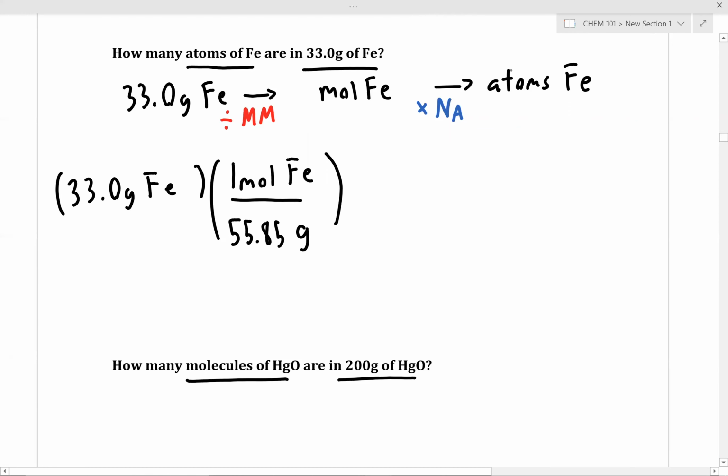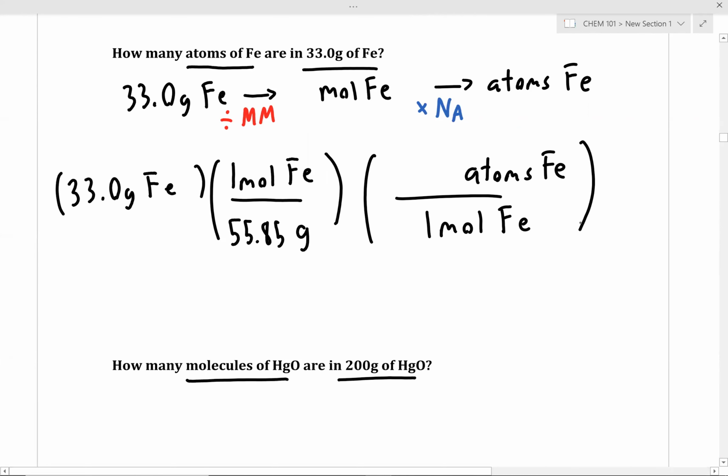Now, if we're going from moles to atoms, what units need to be on top? Atoms, okay? So my question to all of you is, how many atoms of iron are present in 1 mole of iron? Yep, Avogadro's number, 6.02 times 10 to the 23rd. Okay, so we've successfully gone from grams to moles to atoms. Now all we have to do is plug it into our calculator.